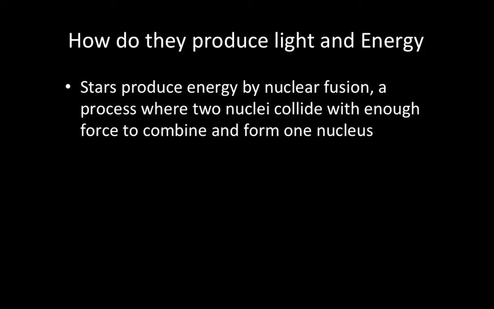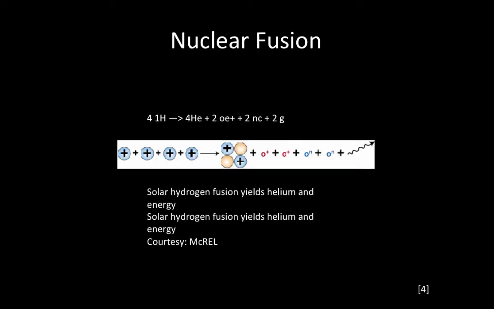So how do stars produce light and energy? Stars produce energy by nuclear fusion, a process where two nuclei collide together with enough force to combine and form one new nucleus. The main way that they do this is using hydrogen.